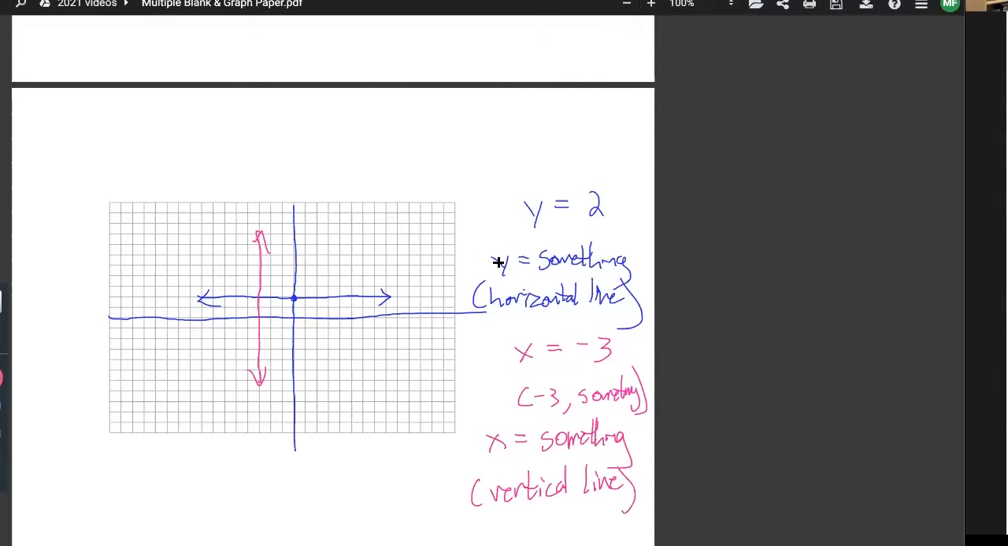Okay? So those are the easy ones. You don't have to put it in slope-intercept form or anything, because it's just like a variable equals something. All right. So when that's the case, it's either a vertical or horizontal line. There's no slope to it.